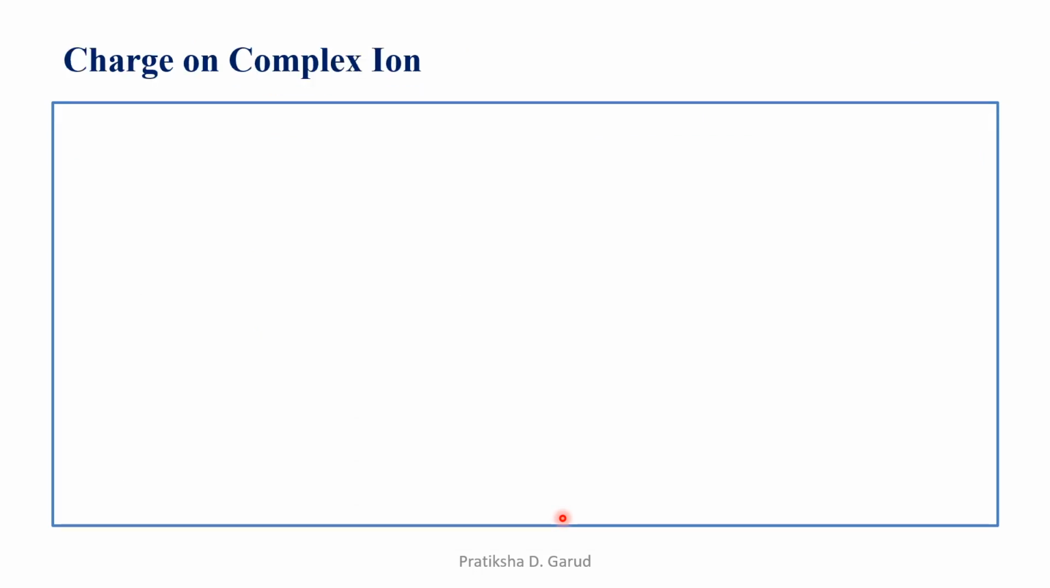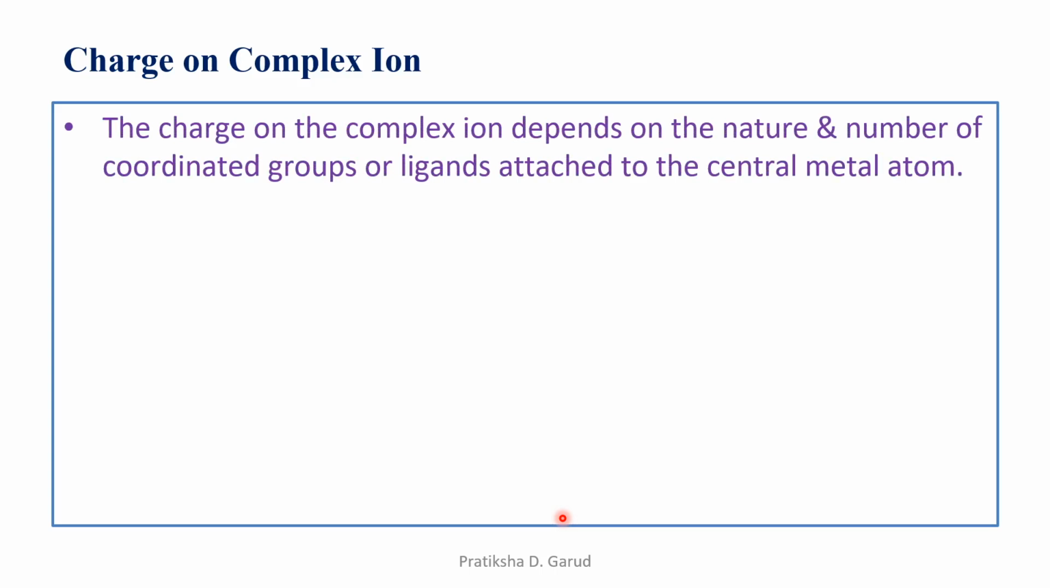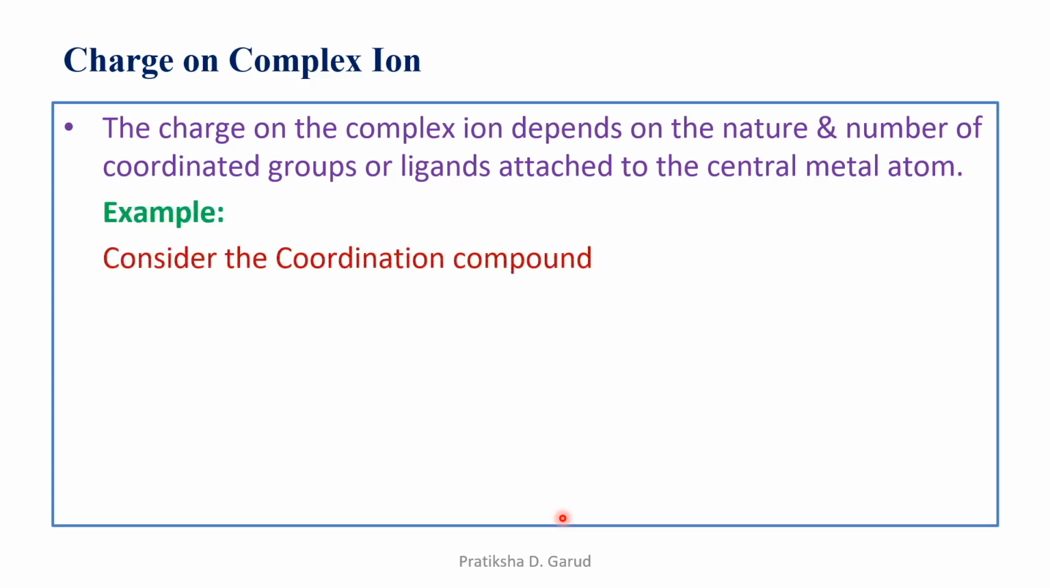And the last point is the charge on the complex ion. We can say that the charge on the complex ion depends on the nature and number of coordinating groups, or the ligands, attached to the central metal atom. So let's see an example. Consider the coordination compound [Pt(NH3)4]2+Cl2.